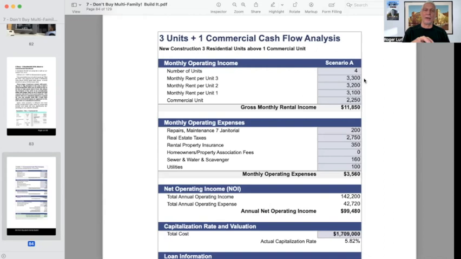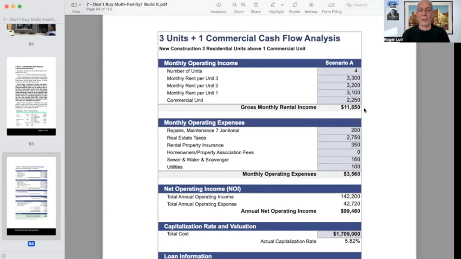Again, as I said, in an urban area where you've got new buildings going up nearby that might be similar, it makes it easier to do those comps, right? So in this case, our residential units, we've got $3,300 we're renting for the top floor, $3,200 and $3,100 for the second and first floors respectively. And then our commercial unit, again, this is not a high dollar retail strip. So it's a small unit. We're getting $2,250 a month for it. So our total gross monthly rental income, $11,850.